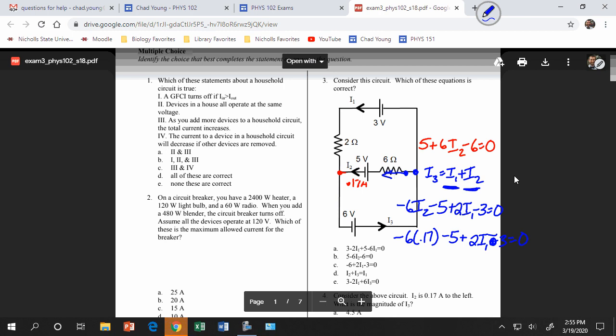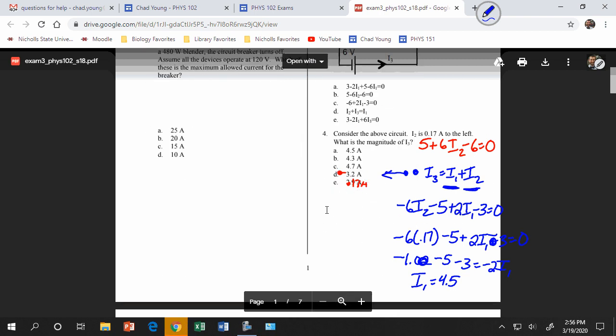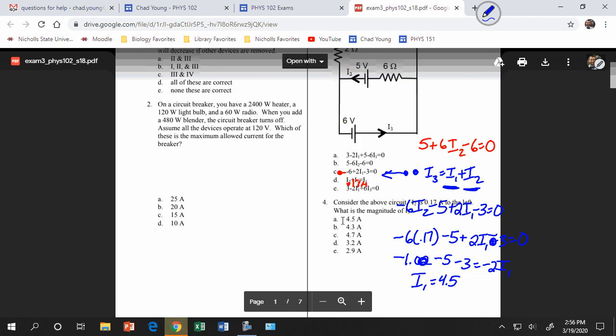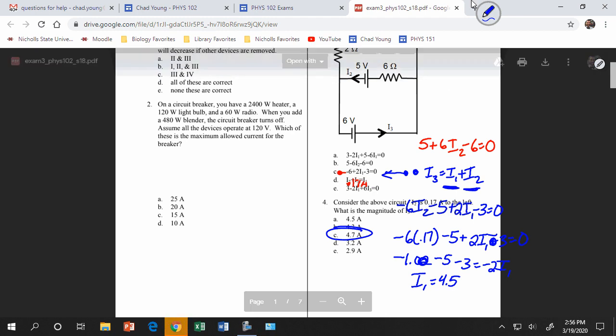That's equal to 1.02 minus 1.02 minus 5 minus 3 equals negative 2. I1, and so I'll just round that off to 1. It's minus 9 divided, so I1 equals 4.5. And so to find I3, it's going to be 4.5 plus 0.17. So it should be 4.7 would be the answer.